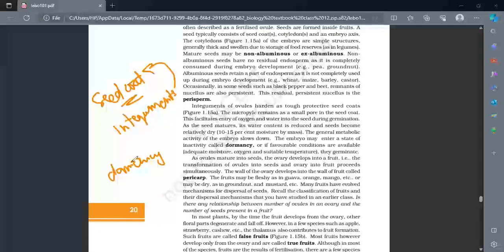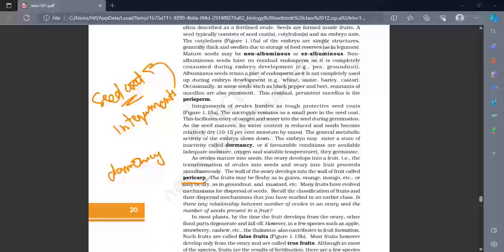What is the wall of the ovary? That develops into what is called the pericarp. Remember this. For example, they have given examples of guava, orange, mango. The peel which you take outside the fruit is actually the pericarp, right? So the wall of the ovary is converting itself into a pericarp.